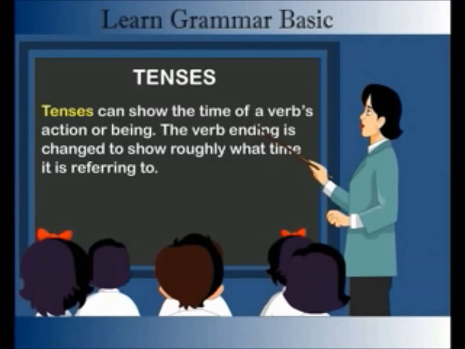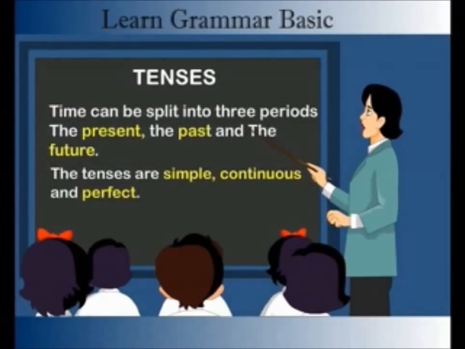Tenses. Tenses can show the time of a verb's action or being. The verb ending is changed to show roughly what time it is referring to. Time can be split into 3 periods: the present, the past, and the future. The tenses are simple, continuous, and perfect.